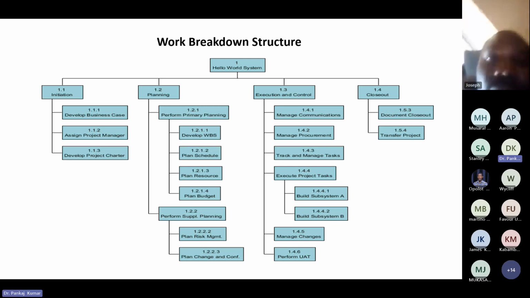See how a work breakdown structure is made. If you have the PPT, then it would be okay. Otherwise, you can listen. Here, the breakdown structure has been given in four stages: initiation, planning, execution and control, and closeout.